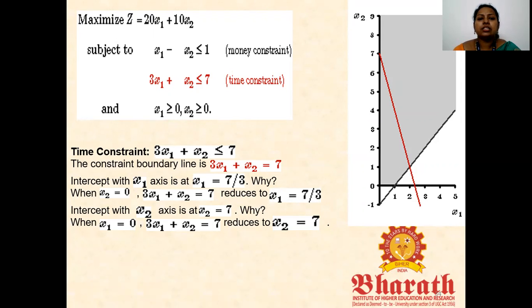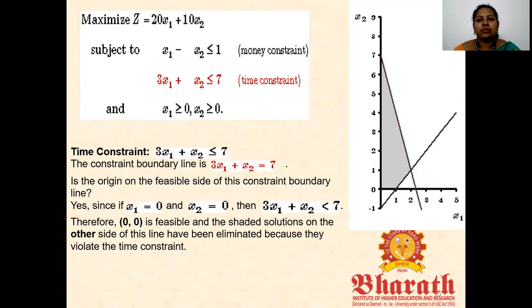Here, this region is also less than or equal to 7, which means below the line. Therefore, the common region between the money constraint and the time constraint is shaded in this graph. We consider only the common region. This is called the feasible solution for this problem.